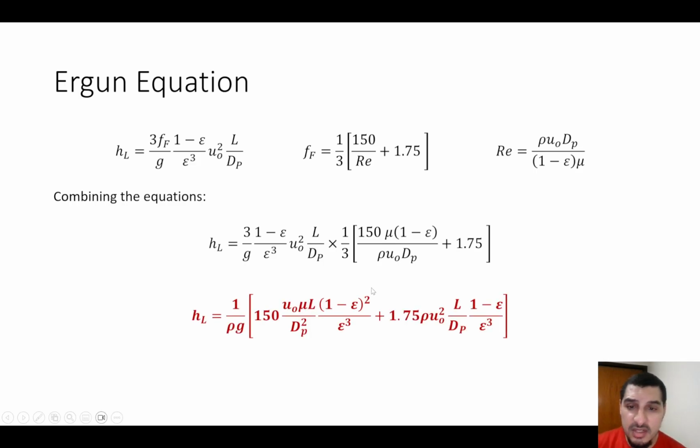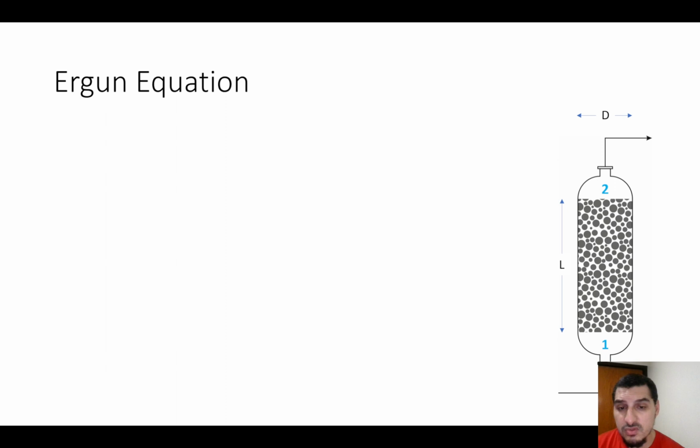By rearranging the equation, it will look like this. Again, this term represents the laminar flow losses, and this term represents the turbulent flow losses. So this is the equation that we use for the head losses.